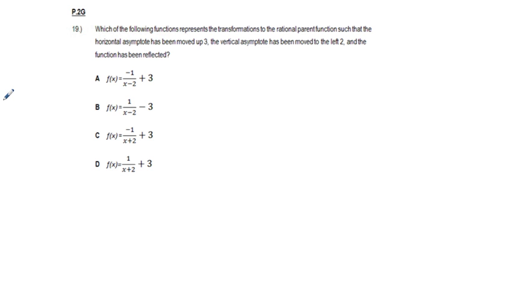19. Which of the following functions represents the transformation of the rational parent function such that the horizontal asymptote has been moved up 3, the vertical asymptote has been moved left 3, and the function has been reflected?